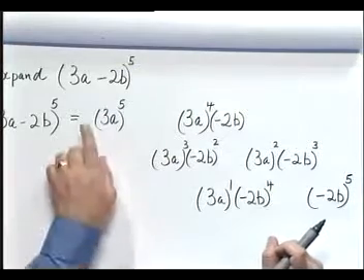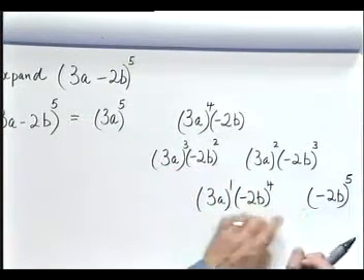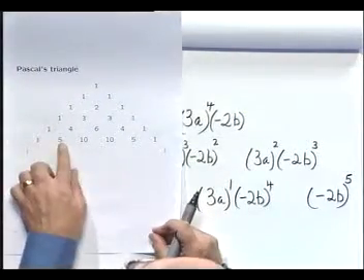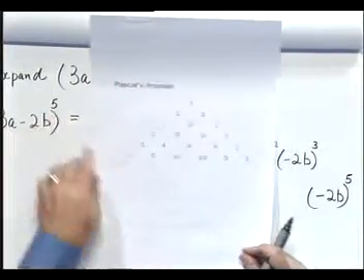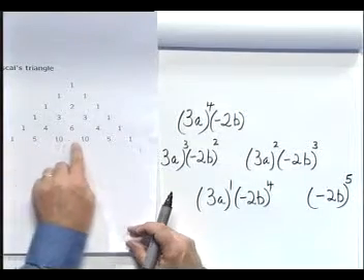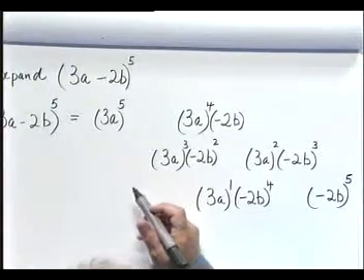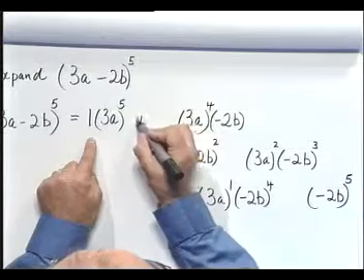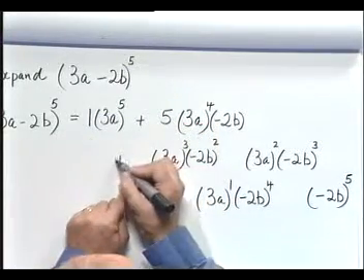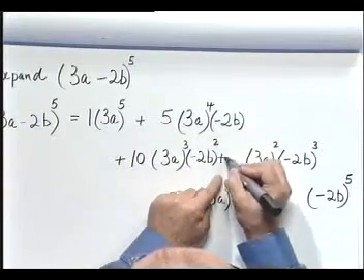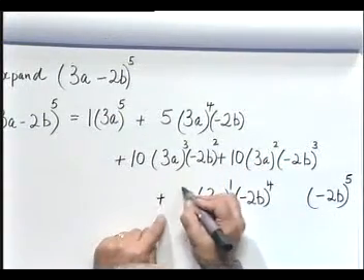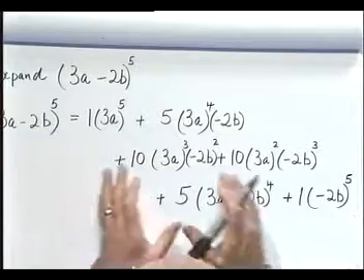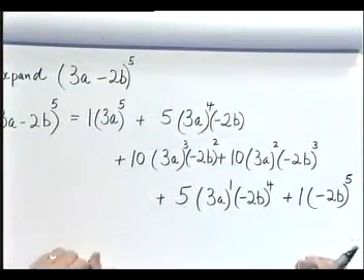We also need our coefficients, the numbers in front of each of these 6 terms. The coefficients come from the row beginning 1, 5, because the problem has a power 5 in it. The coefficients are 1, 5, 10, 10, 5, 1. So we want 1 of those, 5 of those, 10 of those, 10 of those, 5 of those, and finally 1 of those. You can see now why I left a lot of space when I was writing all this down. There's a lot of things to tidy up in here.